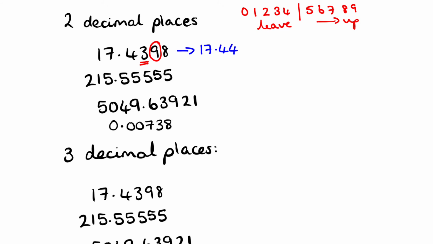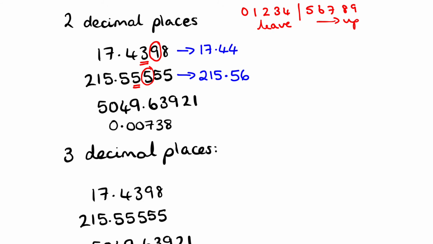215.55555. All right, so we're rounding to 2 decimal places. So we need to identify the number in the second decimal place. So that's the first decimal place. That's the second decimal place. So it's the 5 here that we're rounding. And it's that 5 that tells us, when we look over here, that we must move up. We must round up. So what that means is that our 215.55555 becomes 215 point. The first 5 stays as it is, and the second 5 moves up to a 6. So we've got 2 decimal places in our answer there.